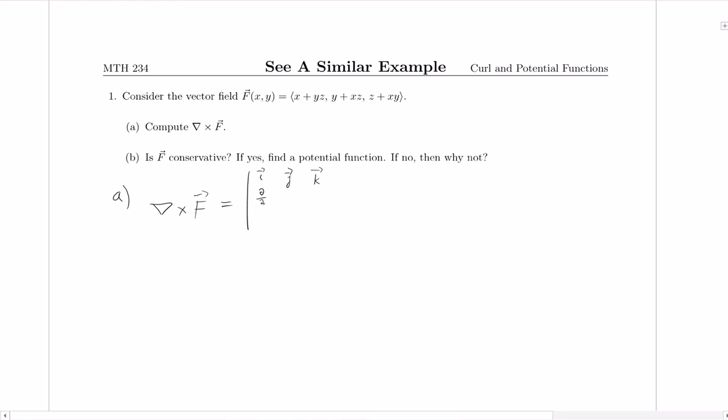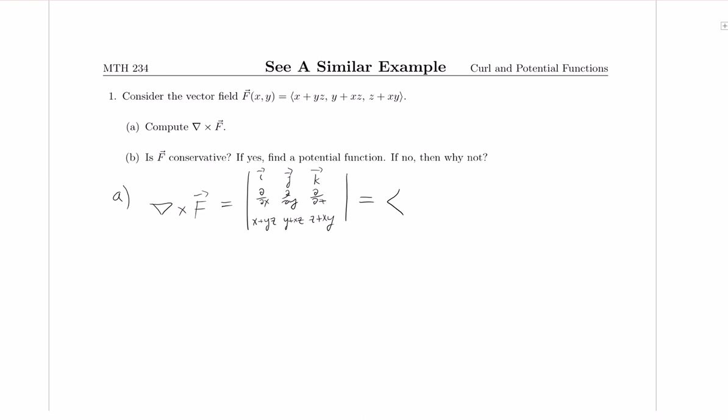So here we have the x derivative, the y derivative, and the z derivative. In the last row we just put F itself. So here x plus yz, y plus xz, and z plus xy. Okay. So now we compute this just like we usually compute the cross product, or a 3x3 determinant.